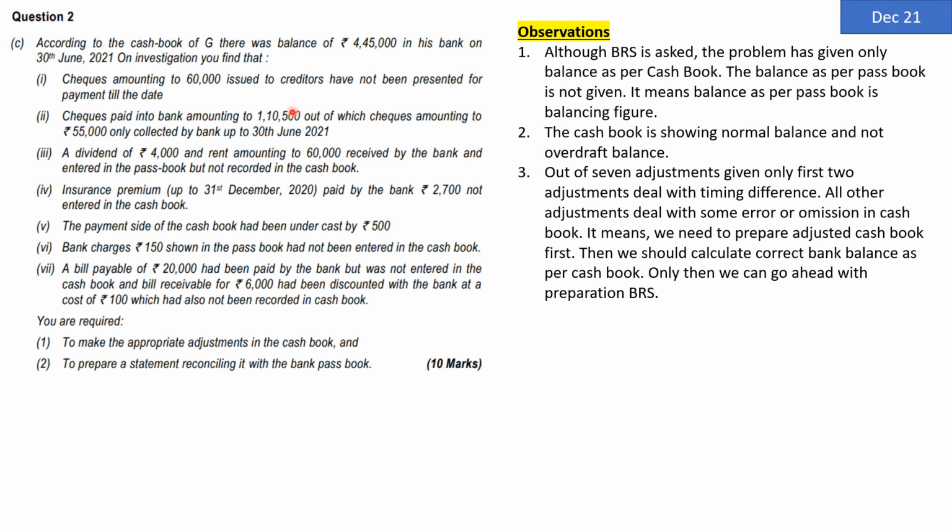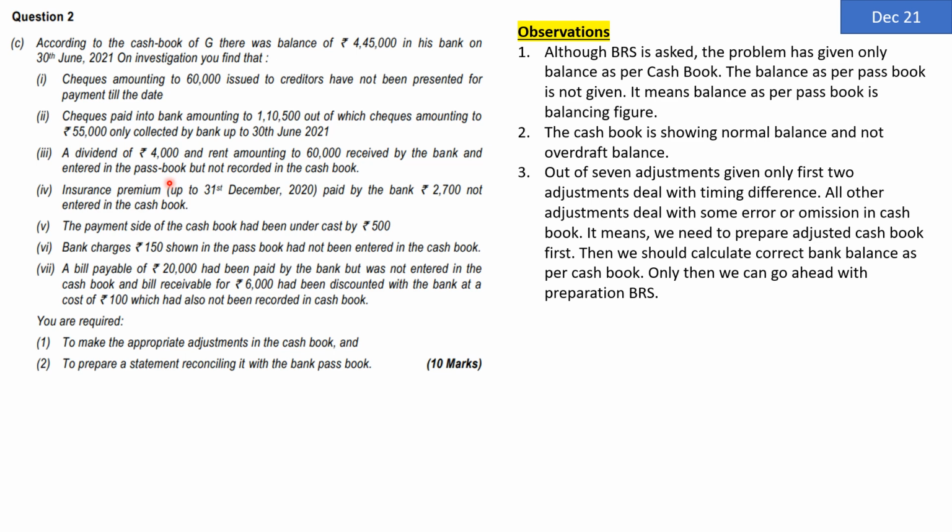All other adjustments, let it be adjustment number 3, 4, 5, 6, 7. All these adjustments are not talking about timing difference, but they are talking about some error or omission in the cash book. That means the passbook has already passed some entry, but cash book has forgotten to pass the entry, or it is recorded at different amount.